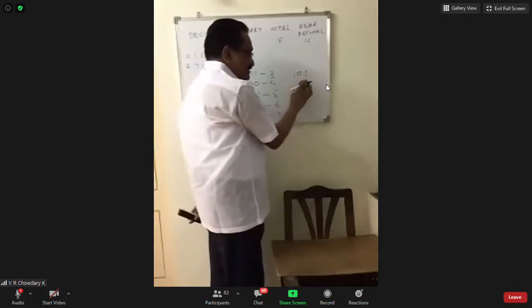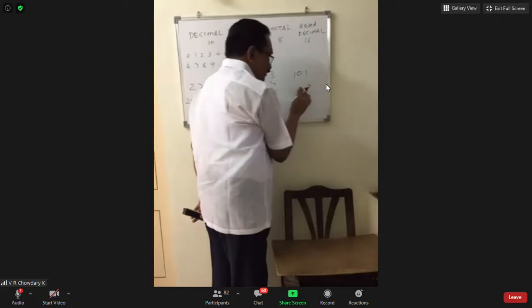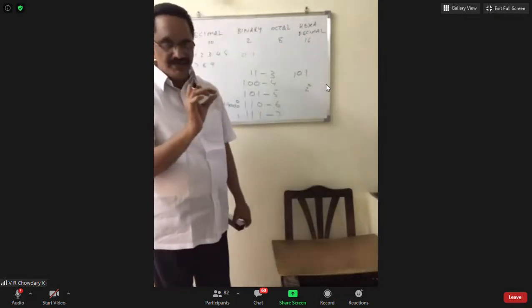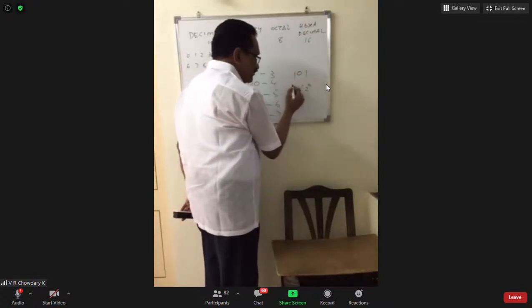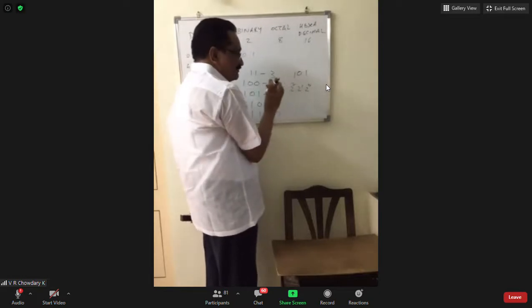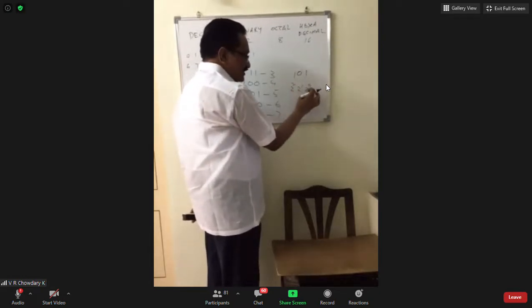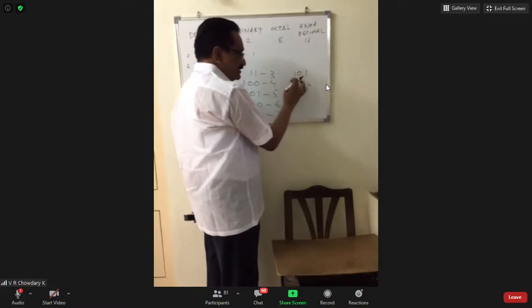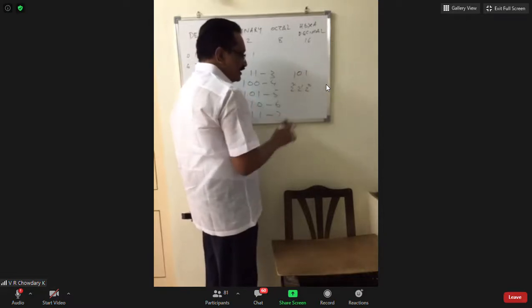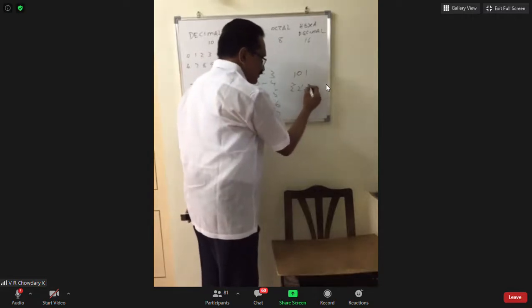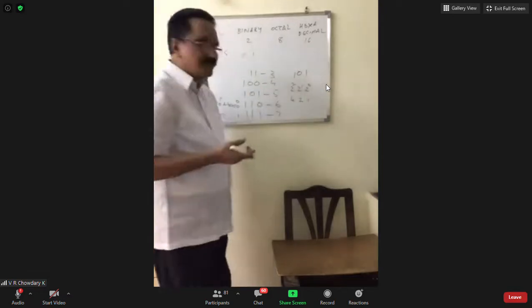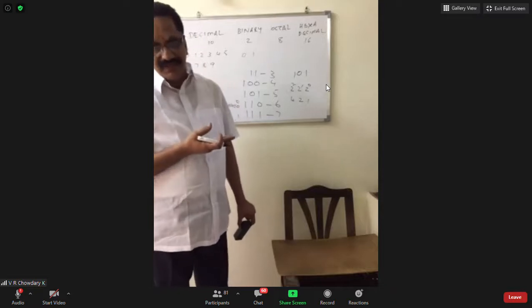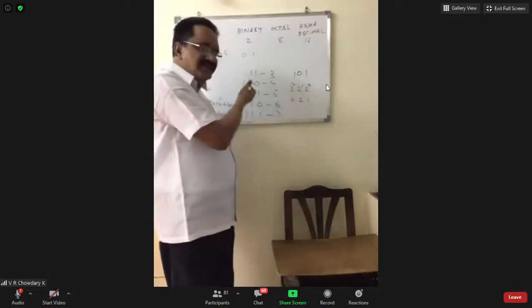Same as with the decimal number system, the weight of this bit position is 2 to the power of 0. Here 2 is the radix value. The weight of this bit position is 2 to the power of 1, and of this bit position 2 to the power of 2. In other words, 2 to the power of 0 is 1, 2 to the power of 1 is 2, 2 to the power of 2 is 4. So these are all the weights of the bit positions in the binary number system: 1, 2, 4, 8, 16, etc.